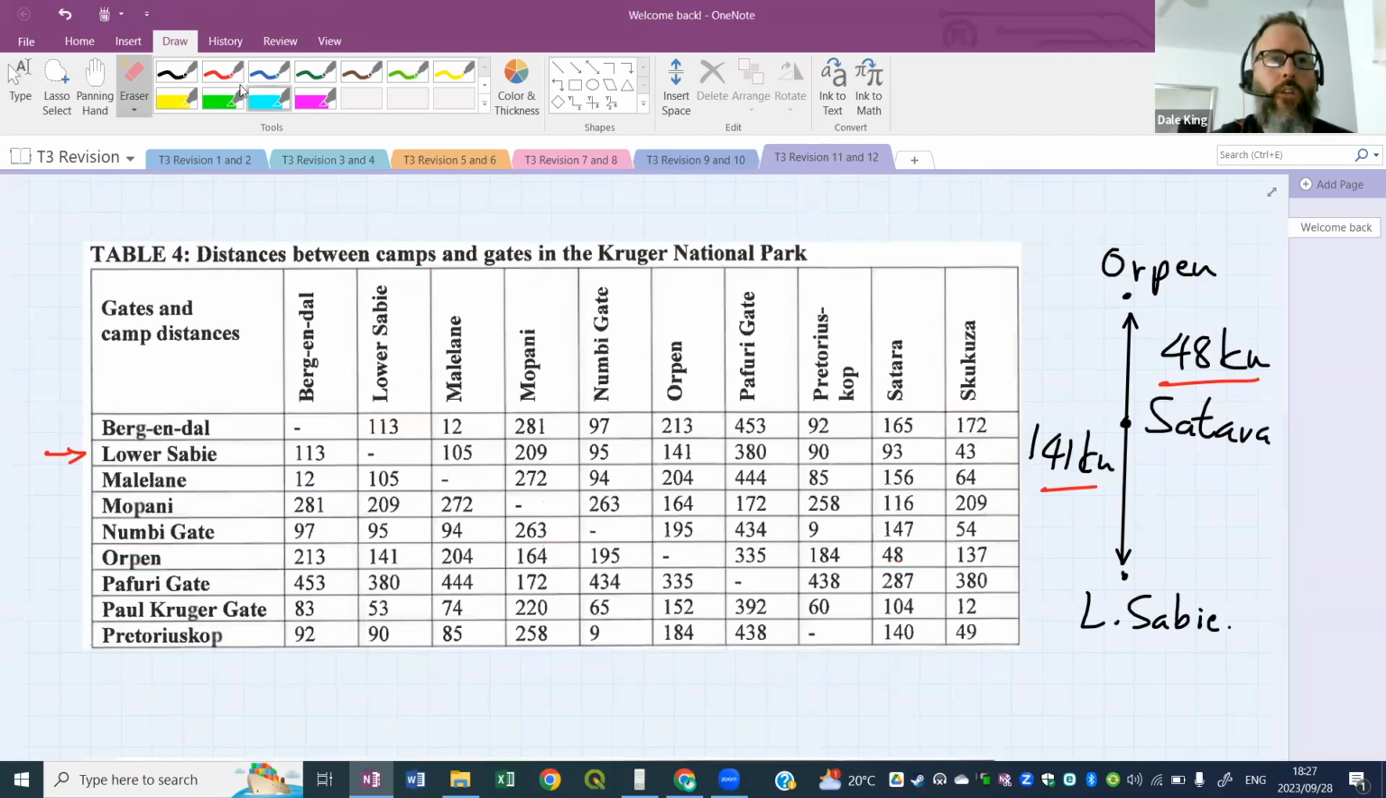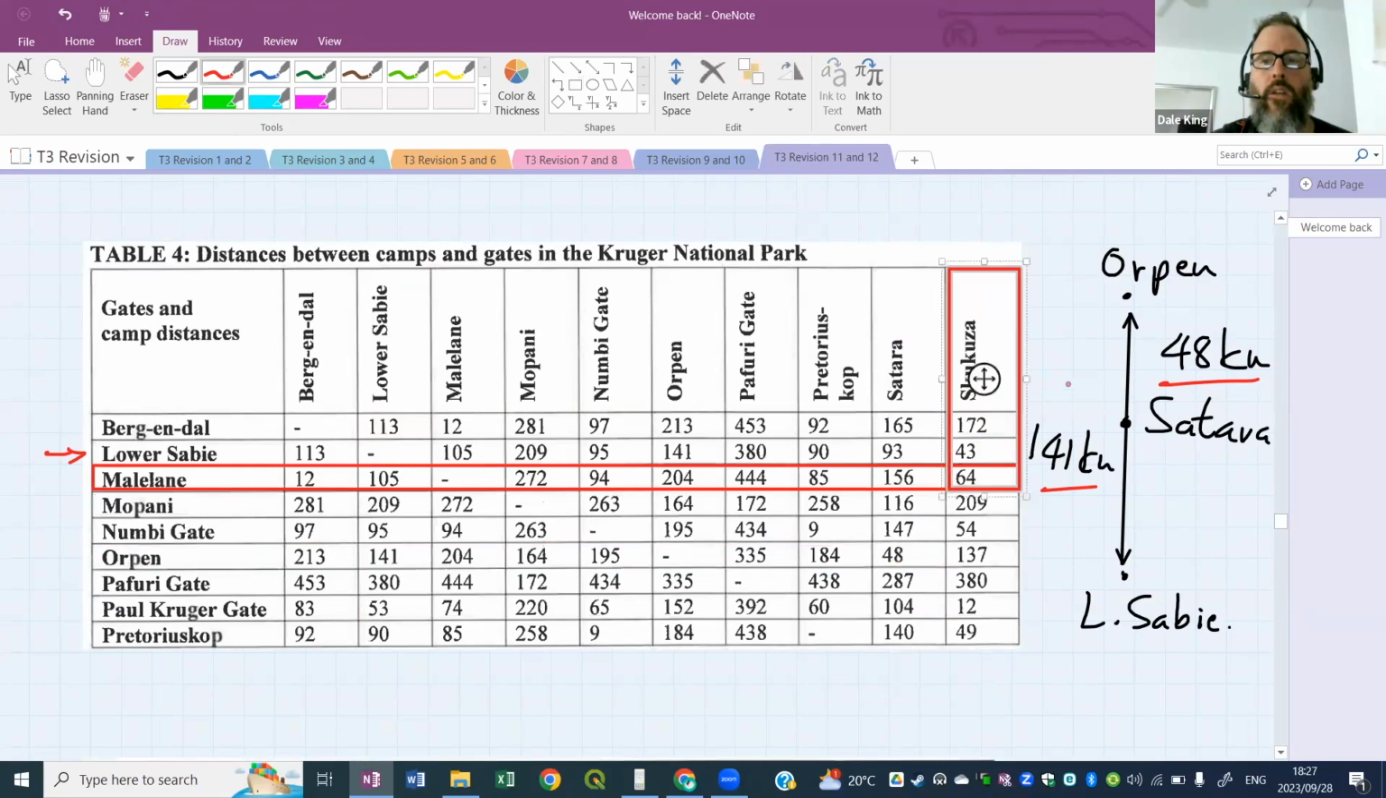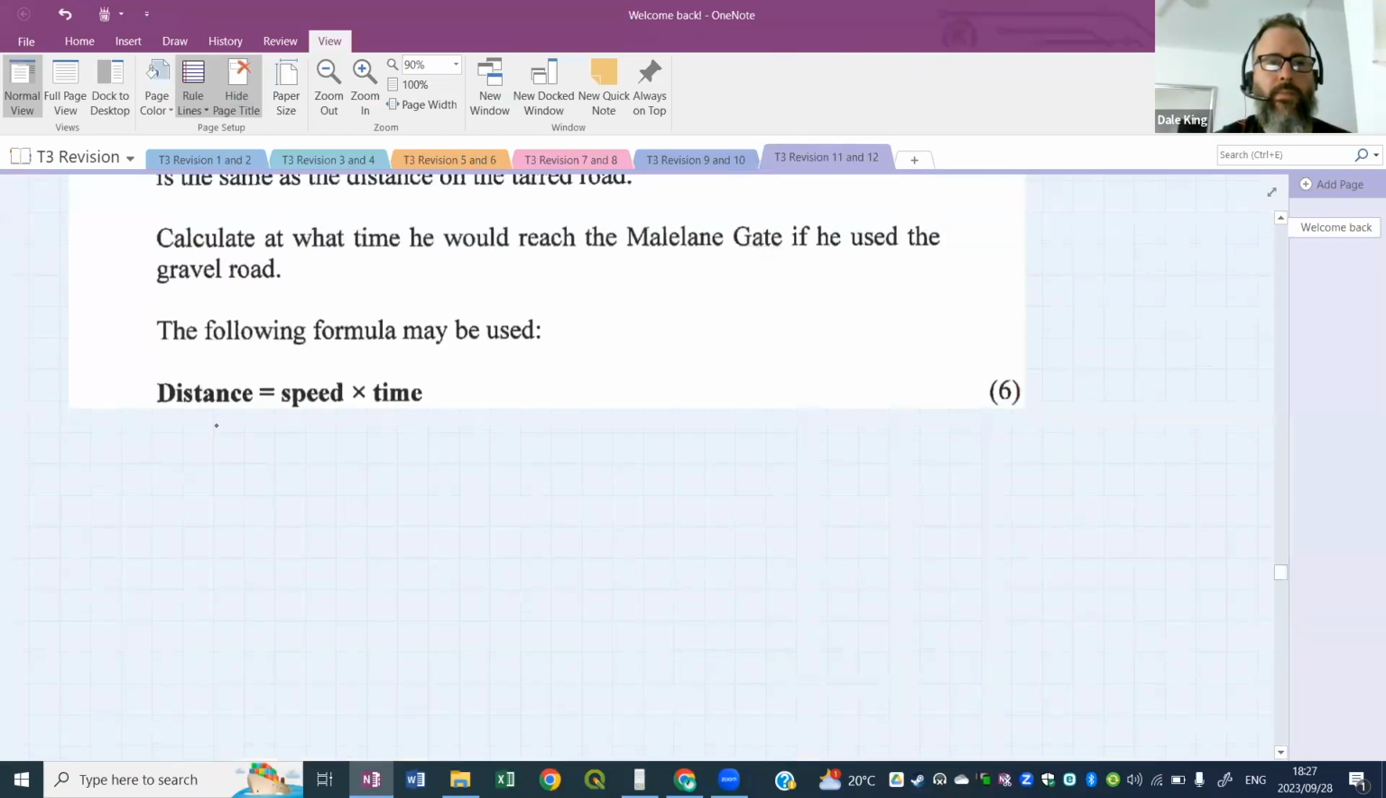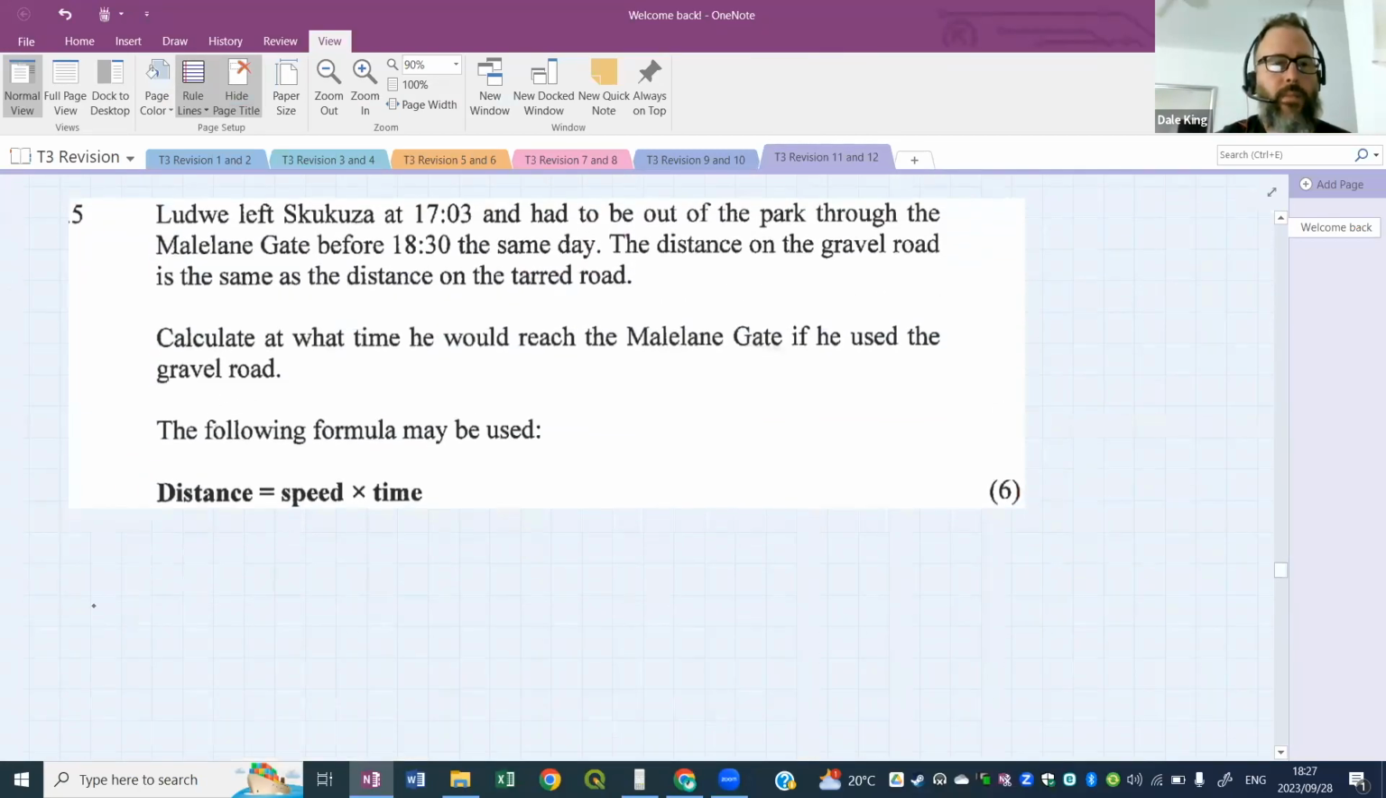Okay, we've got to use this table. We need a distance. So we got Malelani over here, and we've got Skukuza over here. Okay, there we go. We got Malelani and Skukuza, and it's 64 kilometers based on this table. So that's our distance. All right, let's bring that down. Okay, so our distance is 64 kilometers.